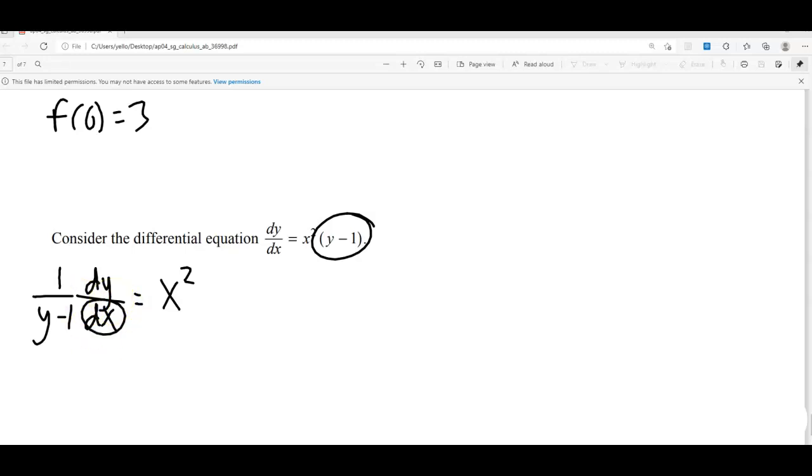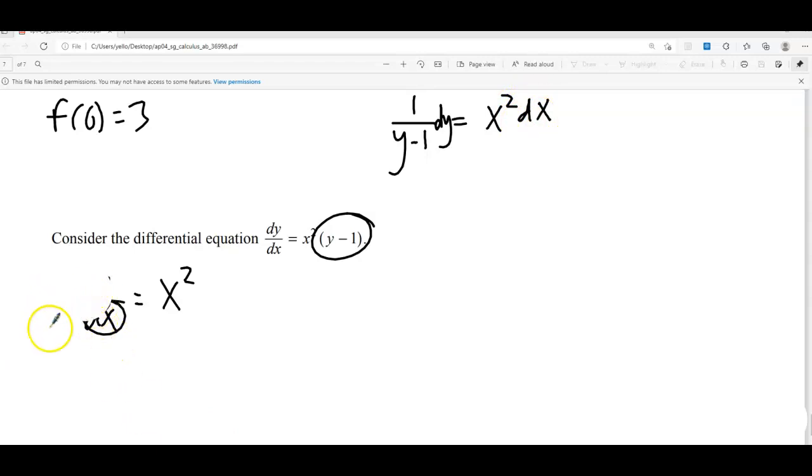So if I do that, I end up with 1 over y minus 1 dy is equal to x squared dx. So right there, that is worth 1 point, just separating the variables appropriately. Just remember that when you do variable separation, you can only separate by multiplication or division. You'll never do addition or subtraction or anything like that. It's going to be multiplication or it's going to be division.